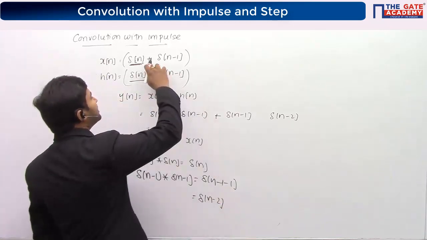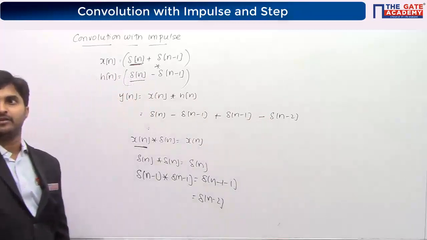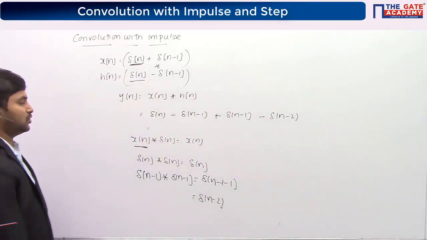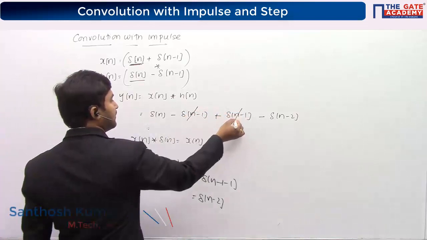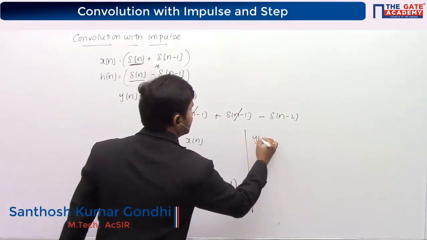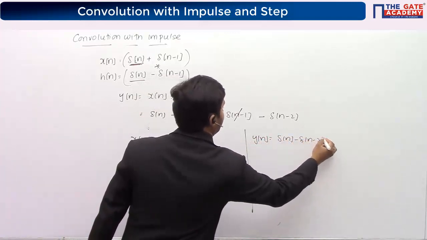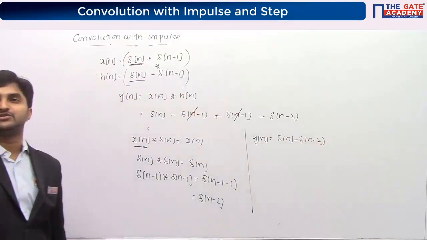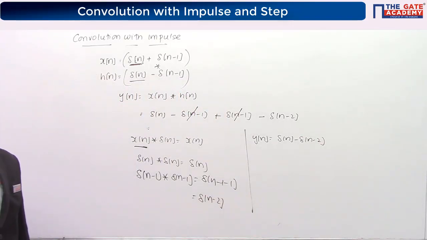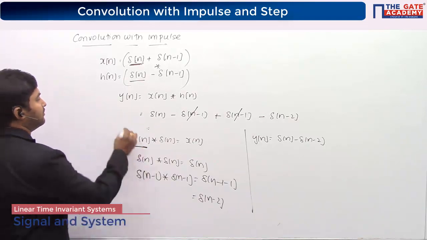Okay, and plus multiplied by minus is going to be minus, so these two will be cancelled out. So the result y of n is going to be del of n minus del of n minus 2. This is one approach of solving the problem.